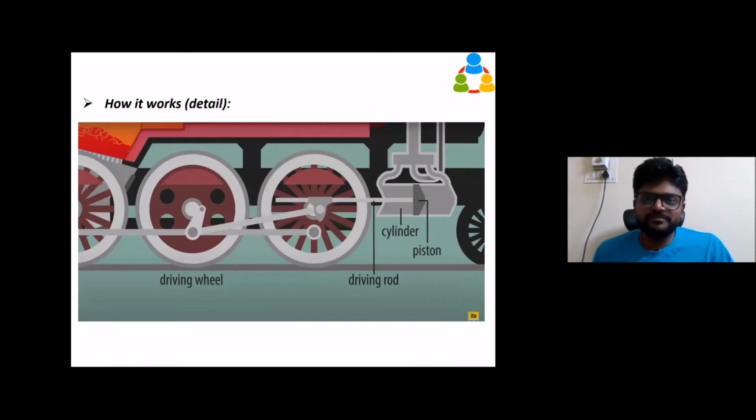So before that, I'll just give you the names. This is called the cylinder, and this is the piston block, or piston, and this is called the driving rod, or we'll call it the piston rod. This rod will be connected with this linkage, with this pivot joint. From that, we have one more rod connected to the crank. This is called a crank. And from this crank, we have one more straight rod that connects to the other two wheels.